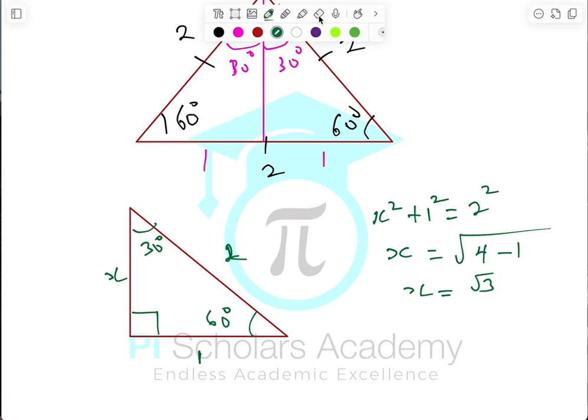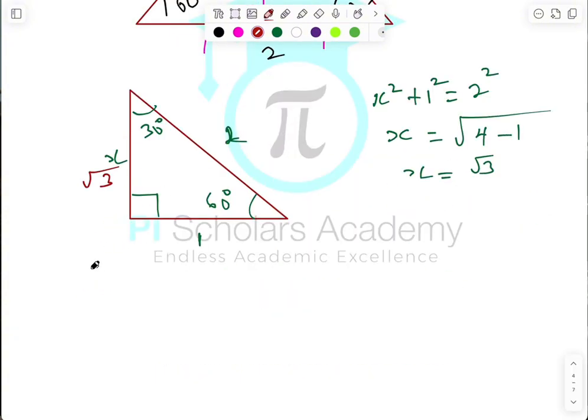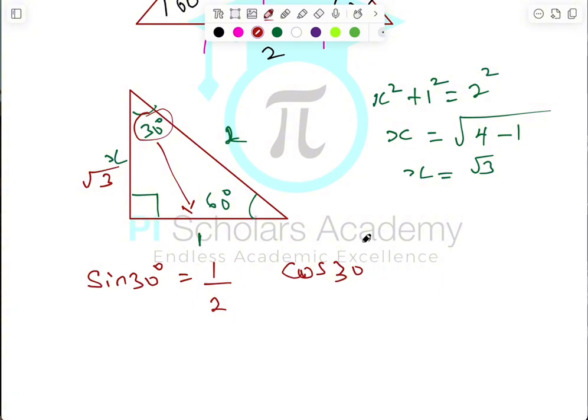Now we can say this is the same thing as square root of 3. Now you can use your SOH CAH TOA. For instance, let's start with sine 30 degrees. So this is 30 degrees here. What is the opposite of 30 degrees? That is 1. So that is 1 over, and what is the hypotenuse? 2. You can look for cosine 30 degrees as well.